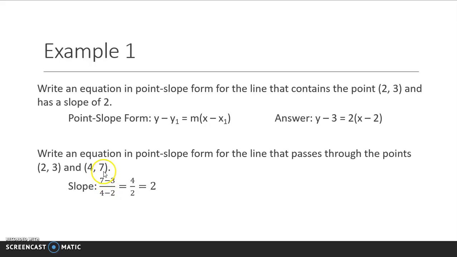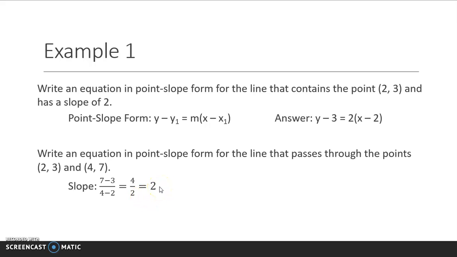So what I did is I took the y value of the second point and I put it over its x value, so 7 over 4, and then it's subtracted by the y value of the first point over the x value of the first point. So when you subtract, you get 4 over 2, which is 2. So this is my slope.